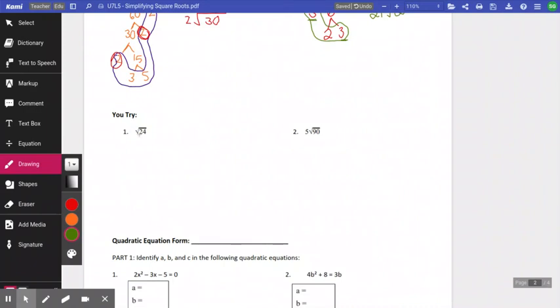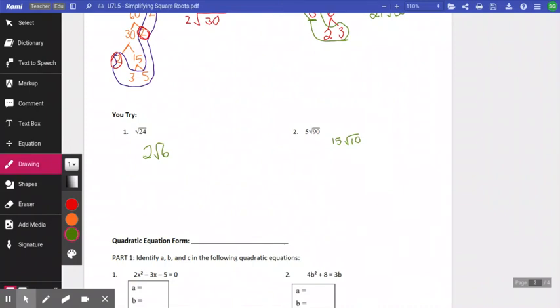All right. This first one here, you should have gotten 2 times the square root of 6. And then this other one here, you would have gotten 15 times the square root of 10. All right.